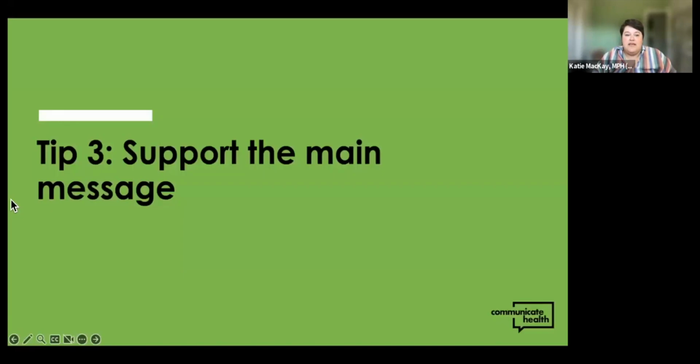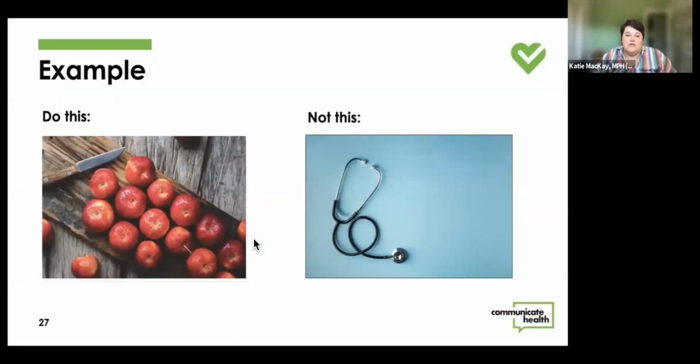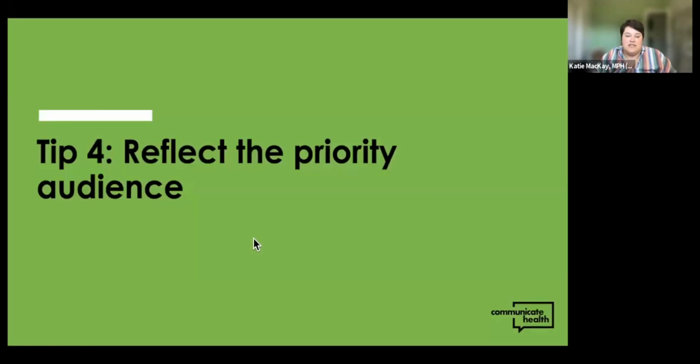The next tip is tip 4, Janelle. Reflect the priority audience. If your material is intended for a specific population, make sure that they're seen in the visuals. As we noted before, engaging people from the community that you're trying to reach is a great way to more effectively reflect your priority audience and contribute to health equity as you do so.